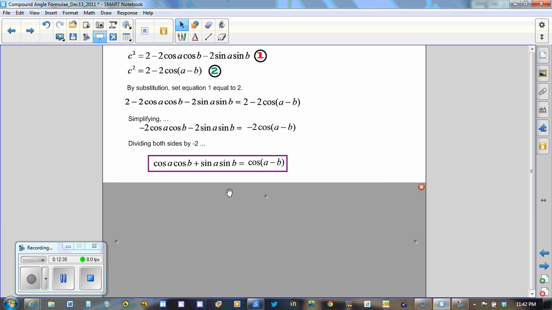So as you move forward with the lesson today, you will be asked to determine an identity for the cosine of A plus B. A particular hint will be provided to get you going on that. Moreover, and further to this, you'll also be asked to determine an identity for the sine of A minus B. Again, another hint will be provided to get you going in the right direction.